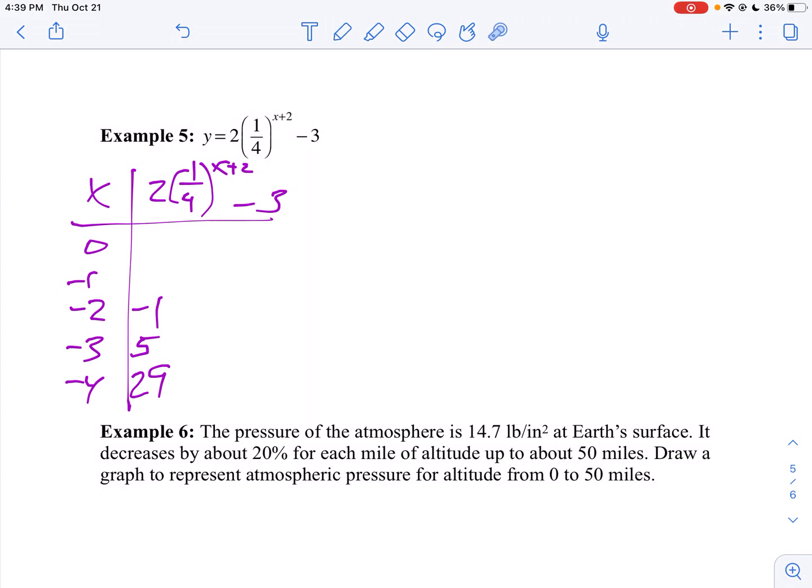Let's put negative 1 in. So negative 1 plus 2 is 1. So we take 1/4 to the 1, which is 1/4, times 2, which is a half. Half minus 3 would be negative 2.5. Let's put in 0, my y-intercept. So 0 plus 2 is 2. 1/4 squared is 1/16. So 2 divided by 16 is 1/8. So I'll get negative 2 7/8.